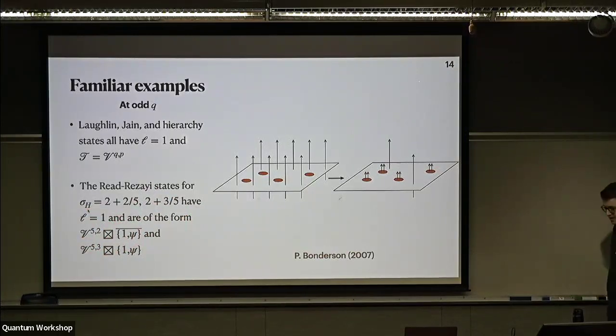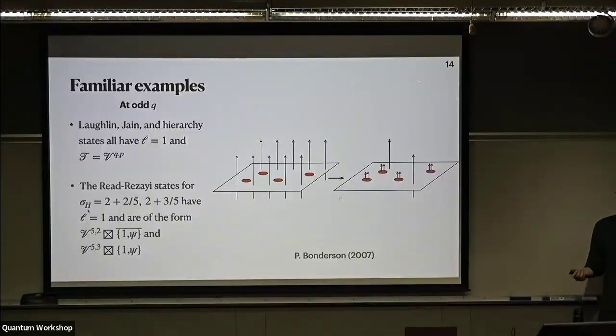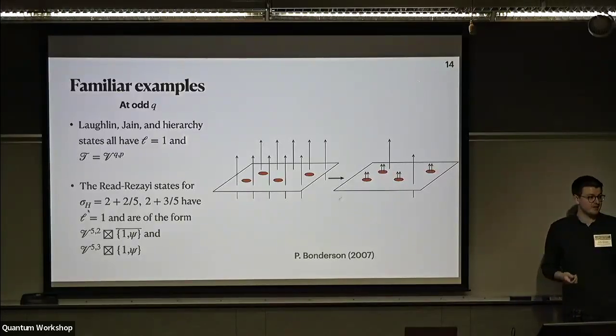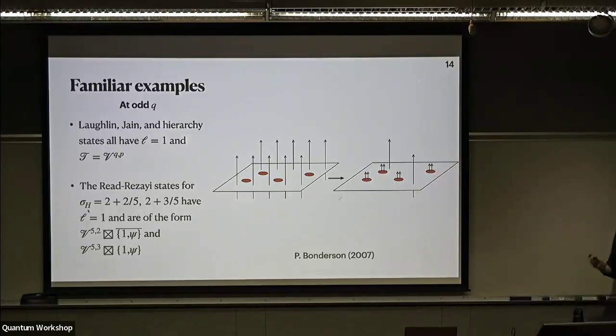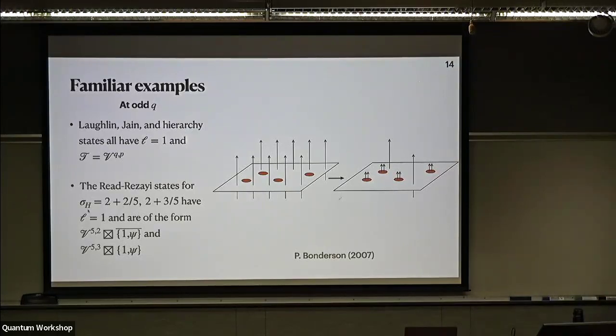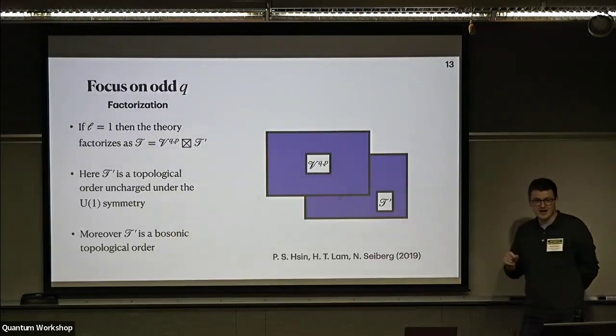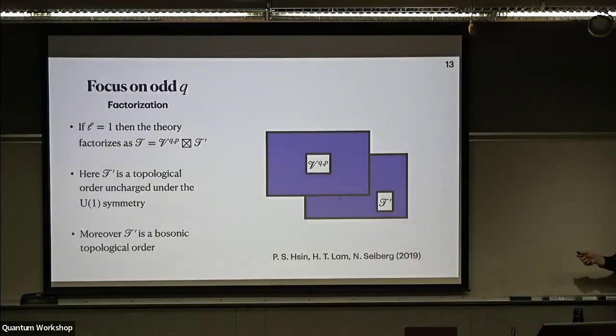Okay, I want now to go more general with my math. I promise it's for a reason, because when we go to even denominator, those of you who know about Moore-Read, these types of states, you know that it's more complicated at even denominator. So I'll need to build some machinery, and I have time to build it. I'm going to keep focusing on odd q, but I'll come back to even.